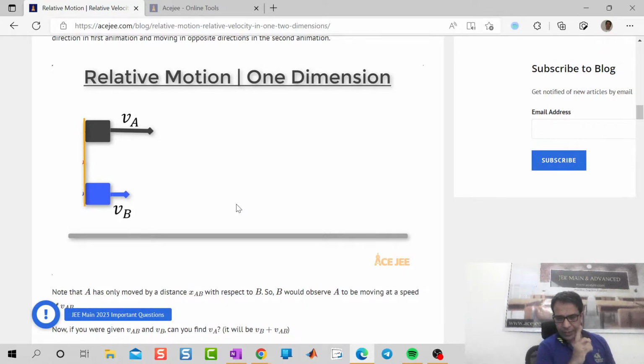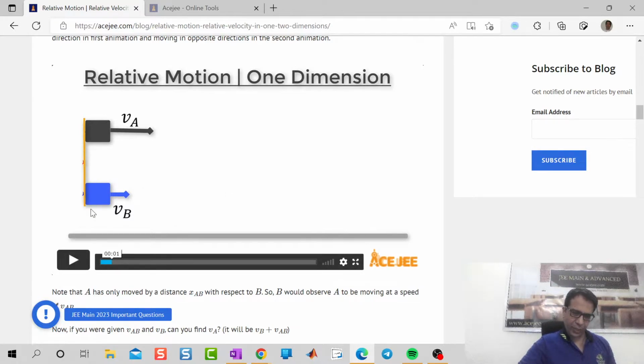So keep in mind, what matters for the relative velocity is how far A is from B, right? What is the distance of A with respect to B? And assume that, even though they are moving parallel to each other, their distance is not that big. Even though I've shown it to be fairly significant, assume this distance is very small, right?